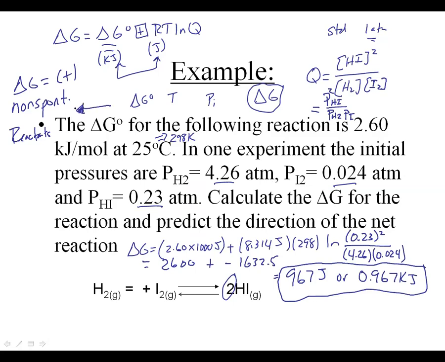We also see that even under standard conditions, the delta G naught value is 2.6, which is a positive number as well. So even under standard conditions, it's still non-spontaneous. And by playing with these pressures, in this particular case, we did not really turn it into a spontaneous reaction. Any questions on any of those calculations there?